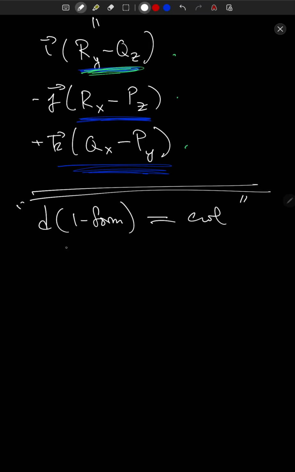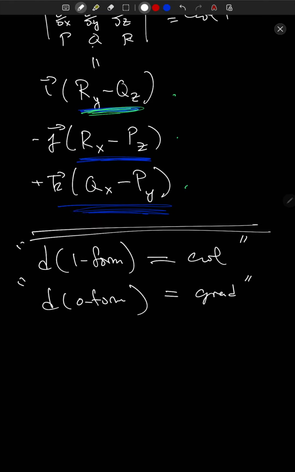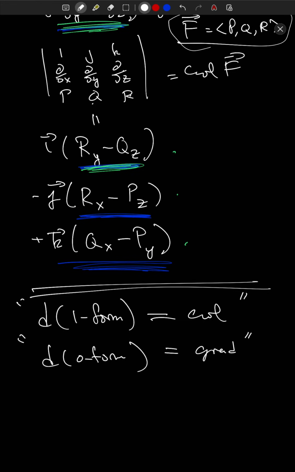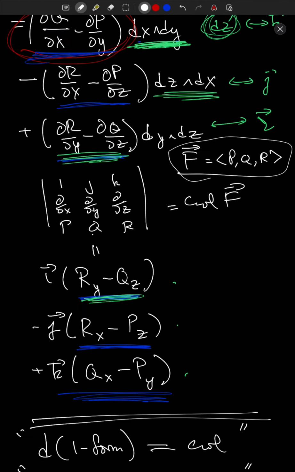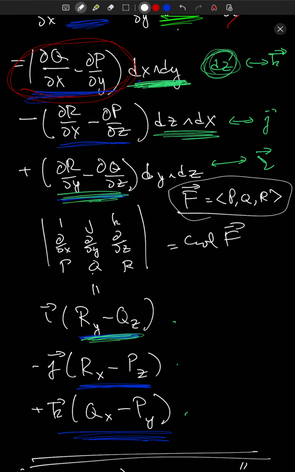All right. So things make a little bit more sense here, hopefully now, because we also have d of a zero form. That's equal to the gradient, right? We've already said that. D of a function is essentially like the gradient. Okay. And notice that this only works in 3D, right? Because in 3 dimensions, we have dx's, dy's, and dz's.